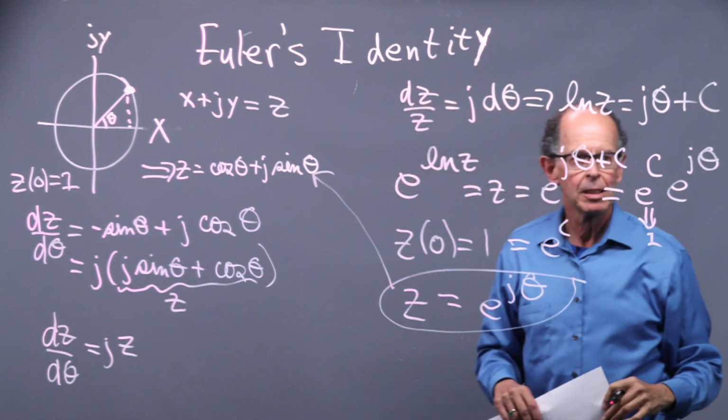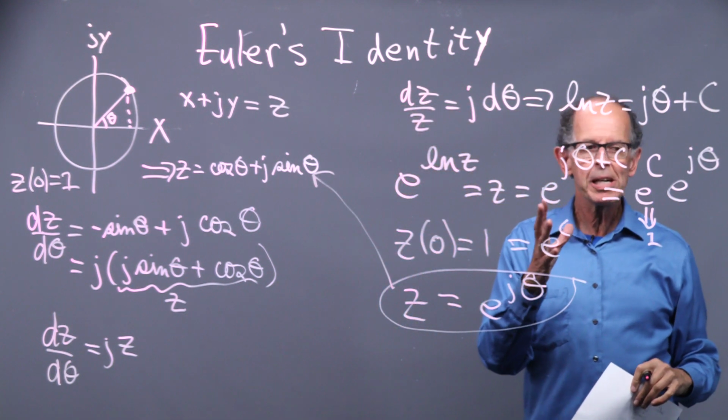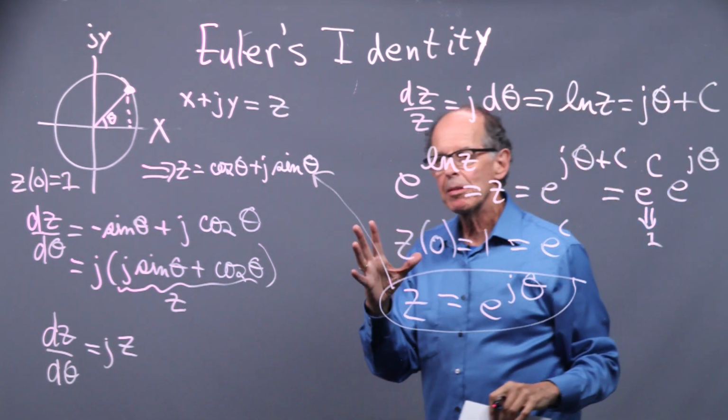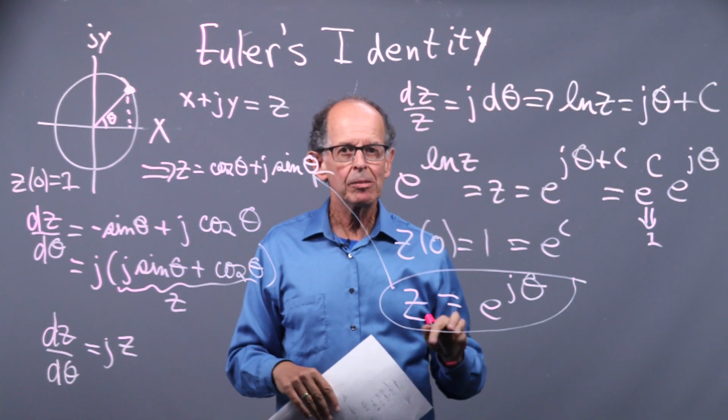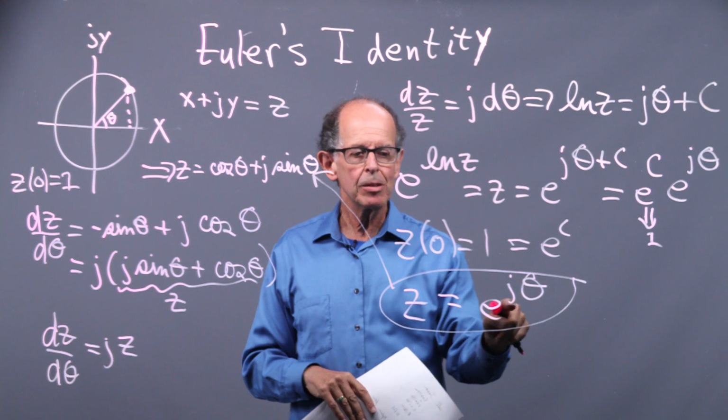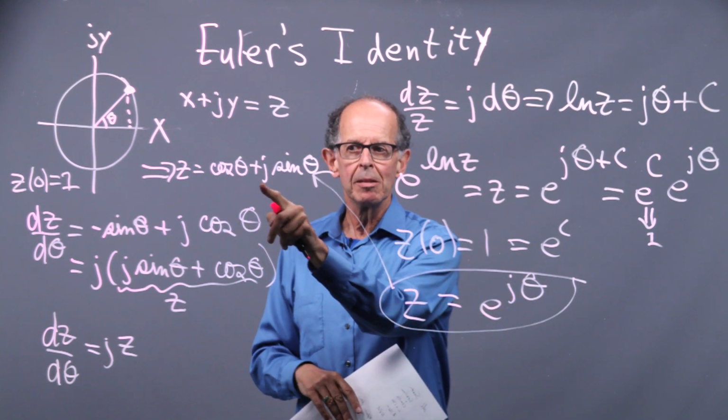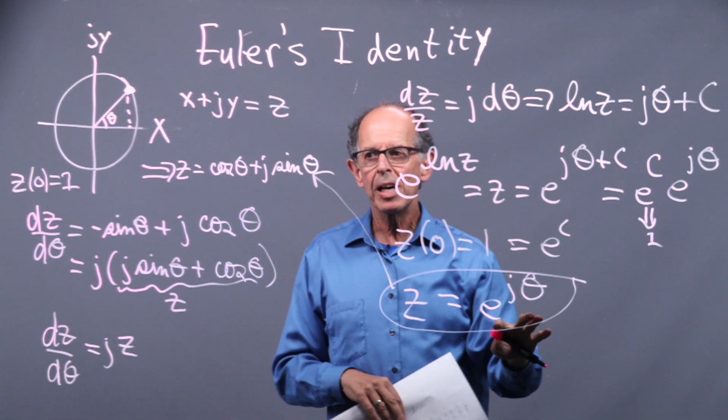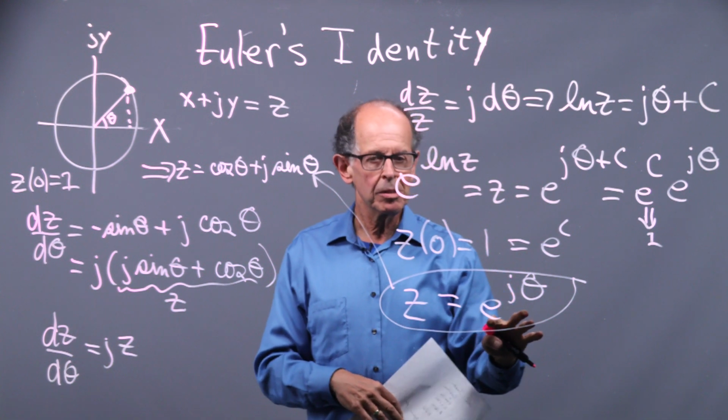That. We've just shown one of the most famous results in mathematics, and it's absolutely rigorous. E to the j theta is cos theta plus j sine theta. We use that all the time in our discussion of waves.